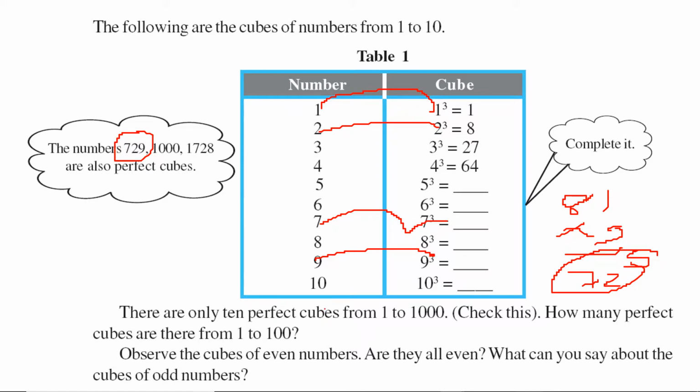There are only 10 perfect cubes from 1 to 1000, as you can see here, right? 1 to 1000. You can also find it out between 1 to 100. See, this is 1 inside 100, inside 100, inside 100. Below 100 means this 5 into 5 into 5 is 125. So below 100 there are 1, 2, 3, 4 perfect cubes.